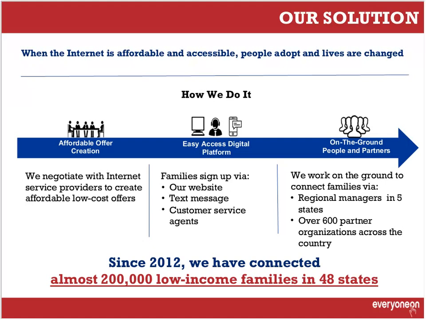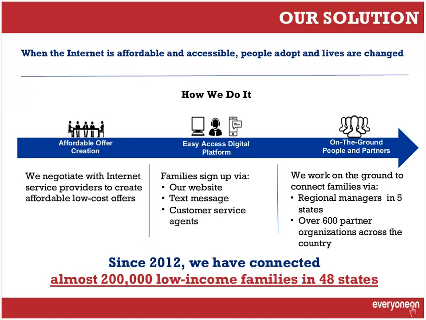And lastly, we have on-the-ground people and partners. These folks meet people at their homes, at the grocery store, at the school, at church, meeting families and citizens where they are, so that we can get them signed up. Particularly for older Americans, it's really important to be approached about internet service, digital literacy, and training by someone you know and trust.